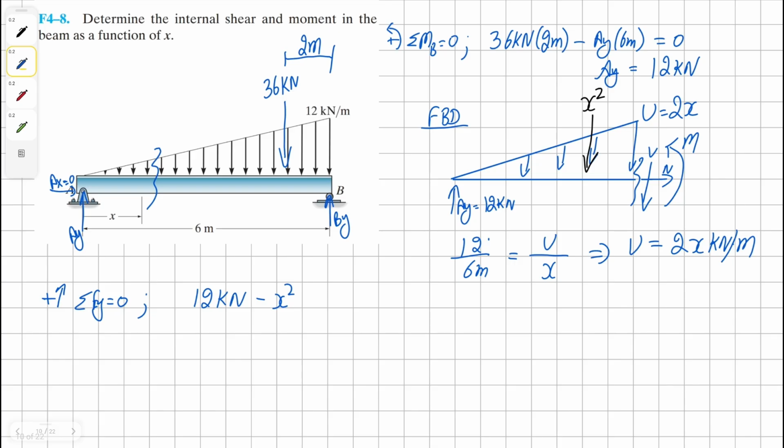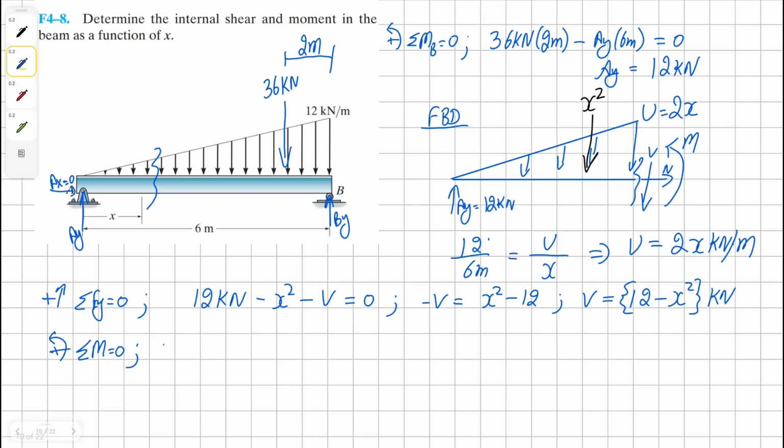We have negative x squared and negative shear, all equals 0. Solving for shear, we get x squared minus 12. Well, we can't really miss the negative on the shear, so multiplying both sides by the negative, we get our solution as positive 12 minus x squared. Both of these solutions are in kilonewtons.